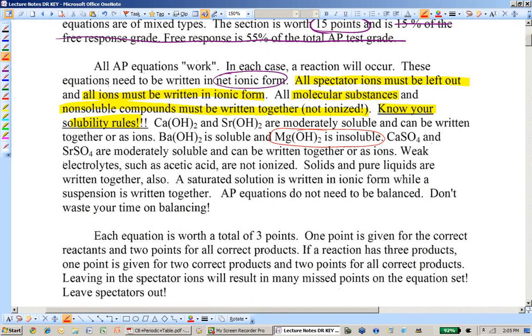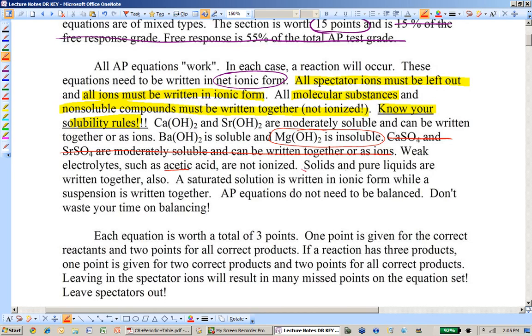Alright, so calcium sulfate and strontium sulfate are also moderately soluble but can be written as either together or as ions. So that means you just don't have to worry about that statement. If you put them together, that's fine. If you write them as ions, that's fine. Don't worry about that. So weak electrolytes, such as your weak acids like acetic acid or any other acid that's not in your list of strong, are not ionized, so we write those molecularly.